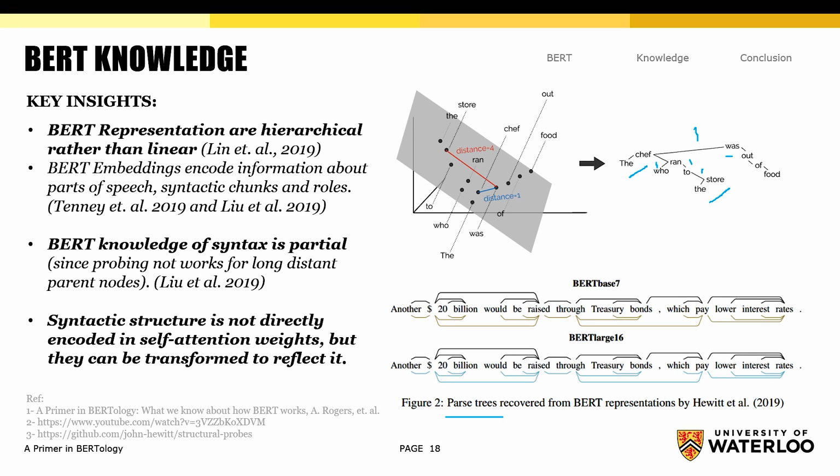They show that this holds even for large sentences, for both BERT base and BERT large. In this example, the black lines are the gold answer, the top one is the prediction for BERT base, and the bottom one is the prediction for BERT large. They argued that there is some language knowledge structure similar to humans. BERT representations are hierarchical rather than linear, and BERT embeddings encode information about part of speech, syntactic chunks, and roles.